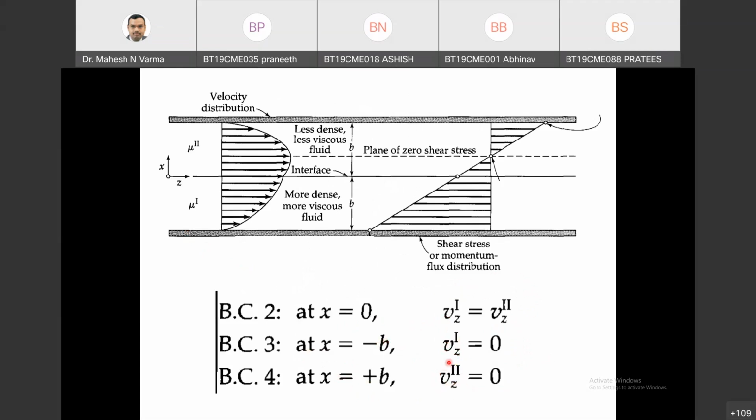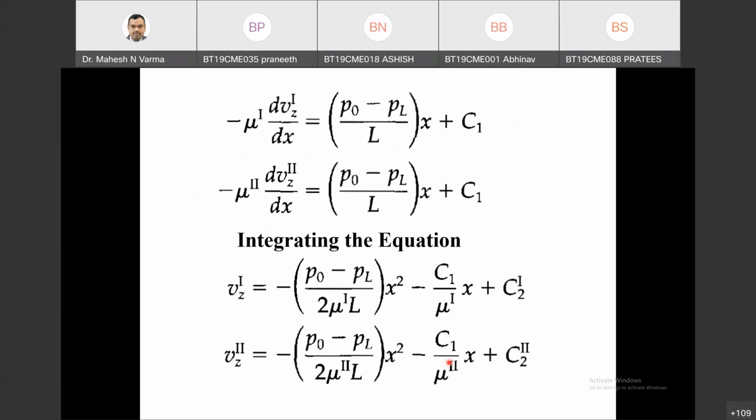Substitute the three boundary conditions in these two equations. Three constants are there, so three boundary conditions are there, so I can estimate these three constants, and you can get the velocity profile equation.